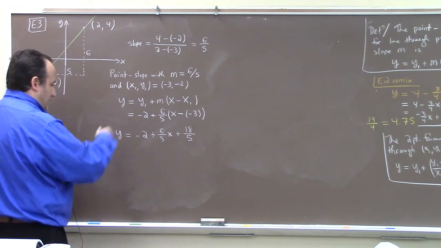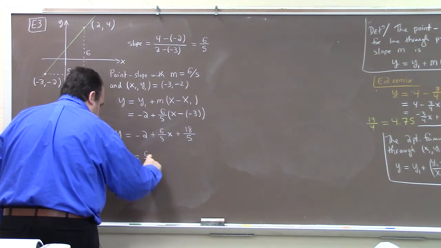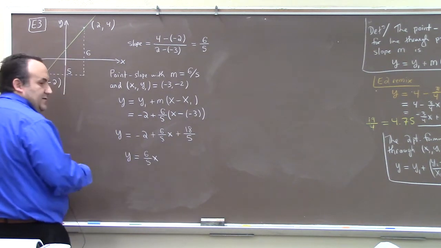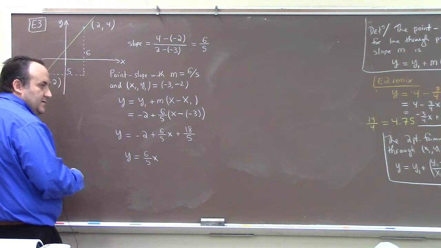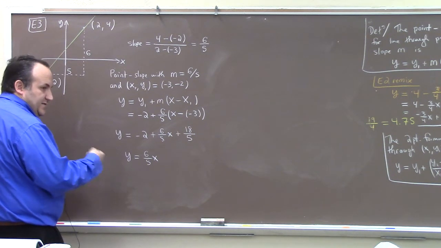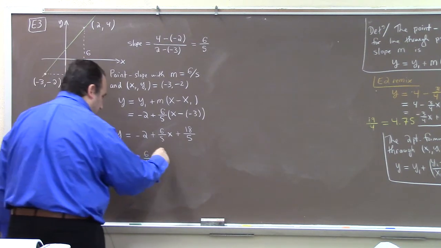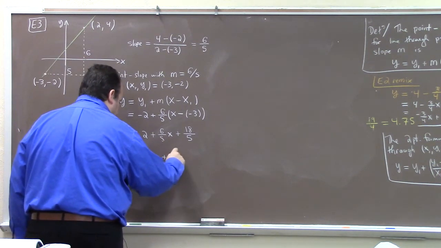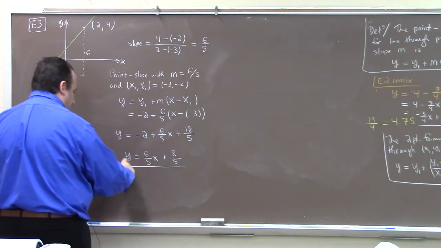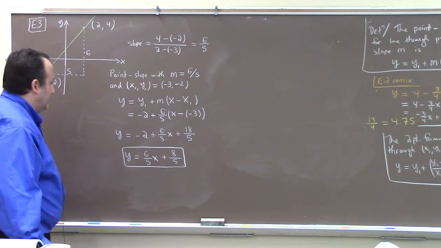And let's see here. So to clean things up, this is y equals 6/5 x. -2 is how many fifths? -2 is 10/5, right? -10/5. So I have -10/5 plus 18/5 gives me a net of 8/5. There you go. That's the equation of the line we're after.